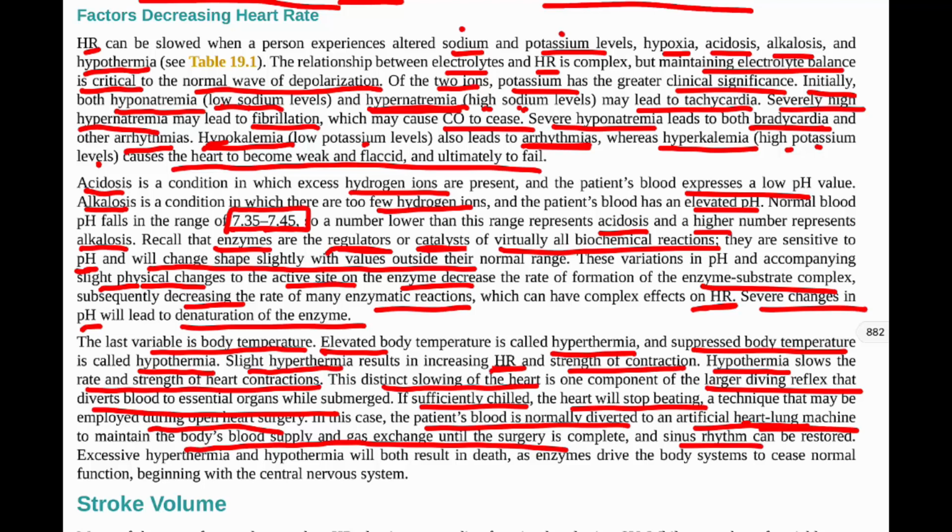Excess hyperthermia, being extremely hot, and hypothermia, being extremely cold, will both result in death. If you get too hot, your enzymes will just boil and break apart, and then they won't function anymore and you will die. With extreme hypothermia, your heart stops beating, and then of course you're not getting oxygen and blood to all your tissues, and that results in death as well. Because enzymes drive our body systems, and if they're not working anymore, then we don't work anymore.